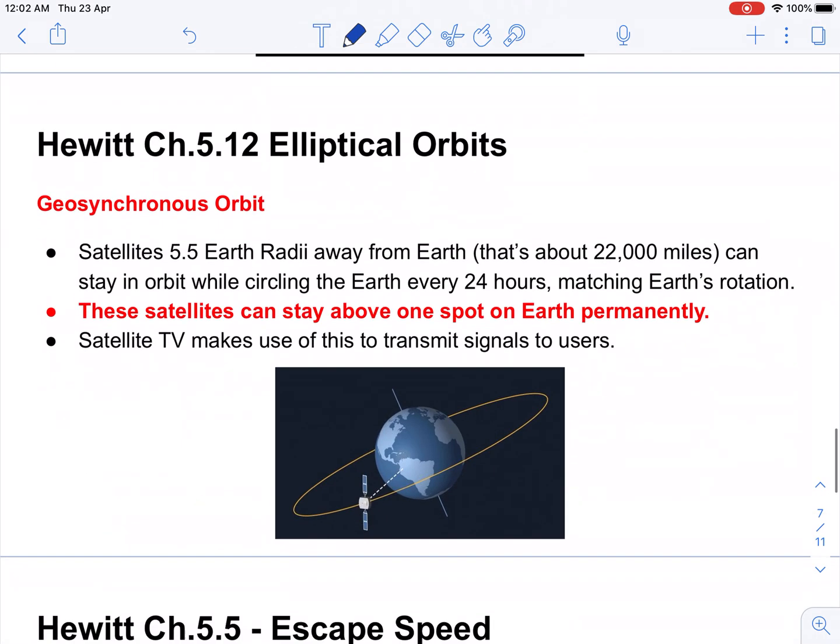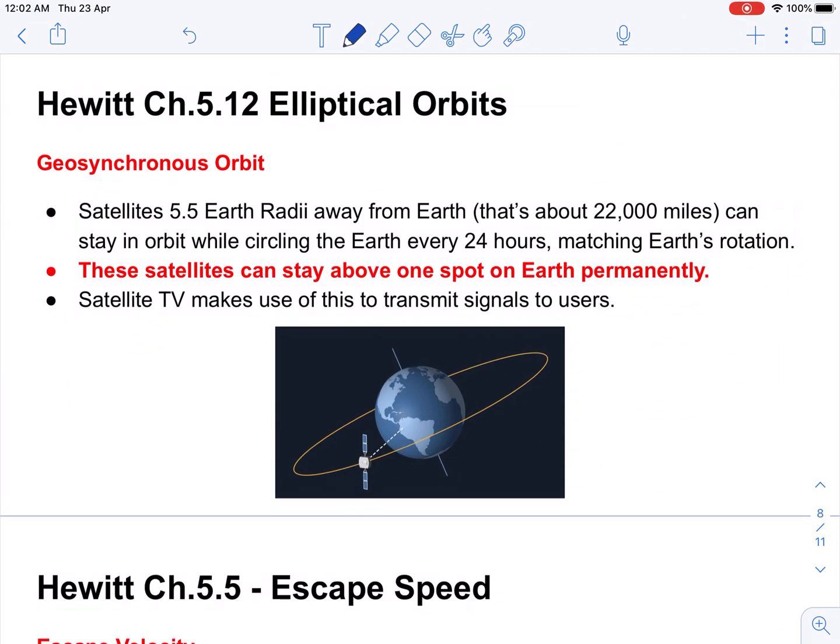And it turns out, geosynchronous orbit refers to satellites that are 5.5 Earth radii away, which is the equivalent of 22,000 miles, which is a pretty significant distance, enough that the gravitational force exerted on these satellites by the Earth is going to be a little bit less. So much so that they can actually circle the Earth every 24 hours and still stay in orbit. And hopefully that number looks familiar to you. 24 hours matches Earth's own rotation.